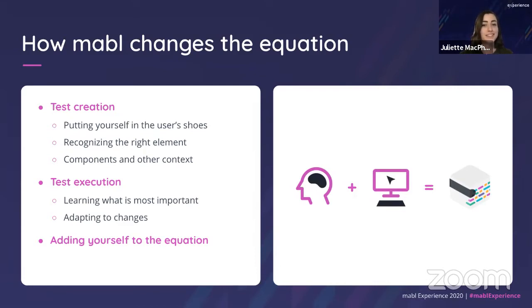So the next important part here is test execution, and that really ties back to machine learning. As you execute your test over time, Mabl learns more and more about your application. We determine which elements and attributes are stable and what is likely to change. And that gives us a better idea of what we're looking for. Understanding what attributes are most important to an element helps Mabl adapt to these changes.